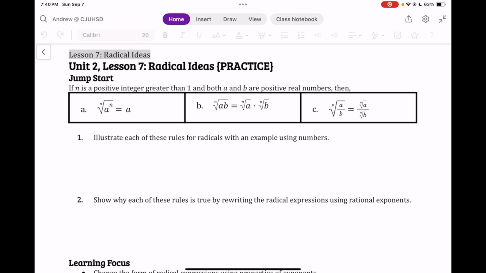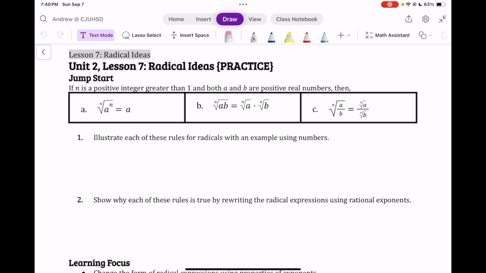So let's take the first one. This says that basically when you match the index of the root, so say I have a 3 here in the index position of the root, and then I go ahead and take a number or a variable to that power, they cancel each other out. And you just get the original back.